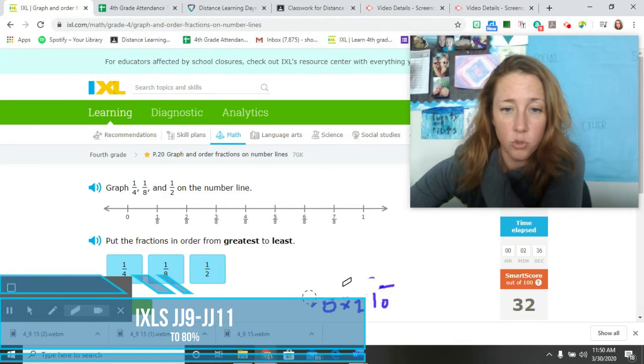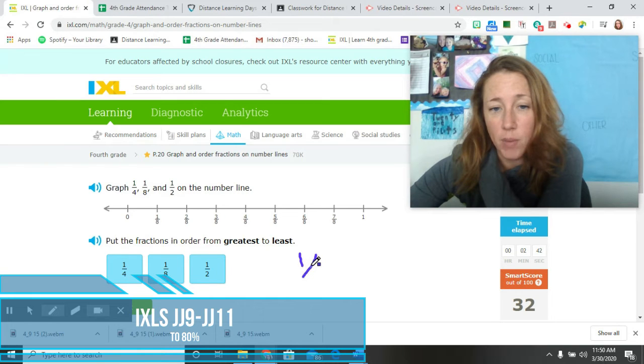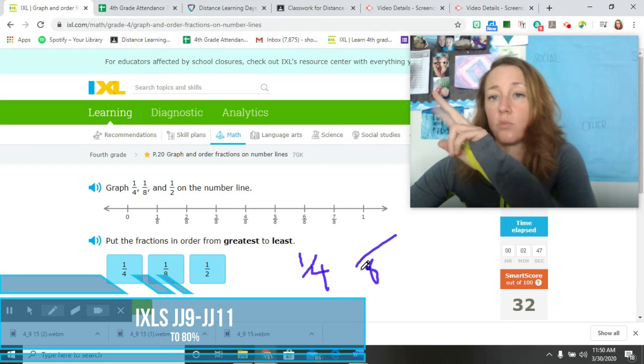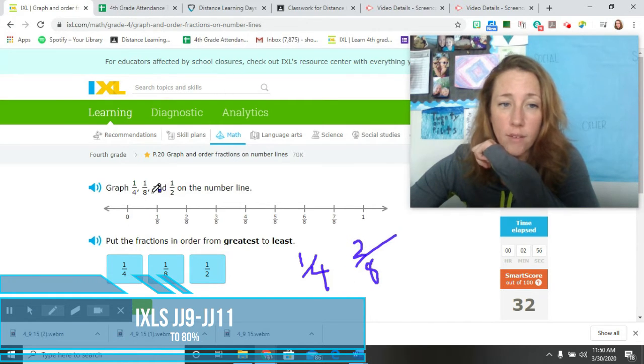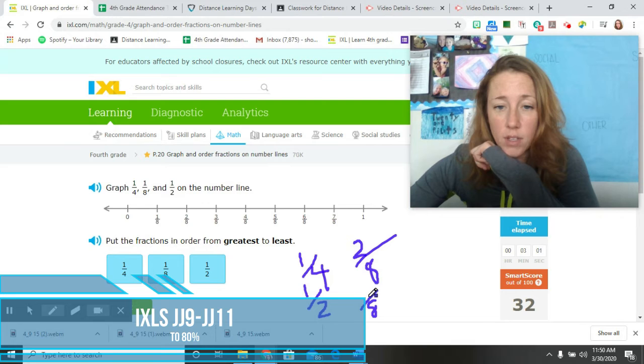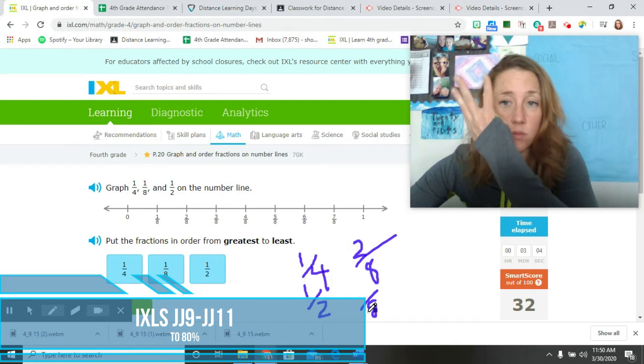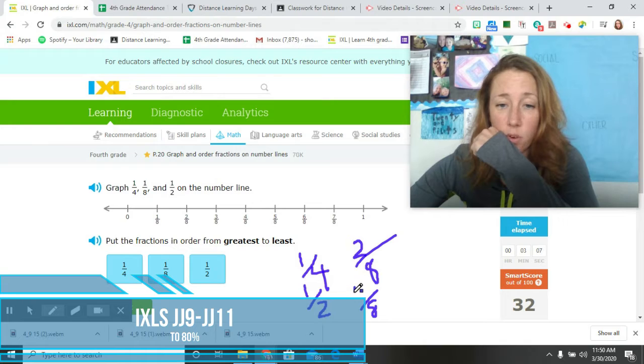So let's erase this one. And I'm putting them in eighths. So 1/4 is how many eighths? 4 times what gets me to 8? 2, right? So 4 times 2 is 8, so 1 times 2 is 2. So 1/4 is equal to 2/8. Now I have 1/2 to eighths. So I think 2 times what gets me to 8? 4, right? So 1 times 4 is 4. So greatest to least again, I'm going to start with 1/2, 1/4, 1/8.